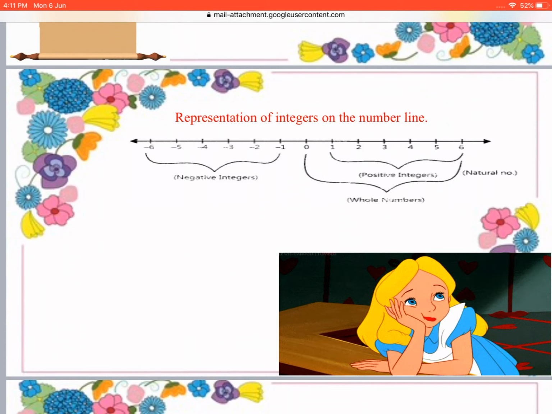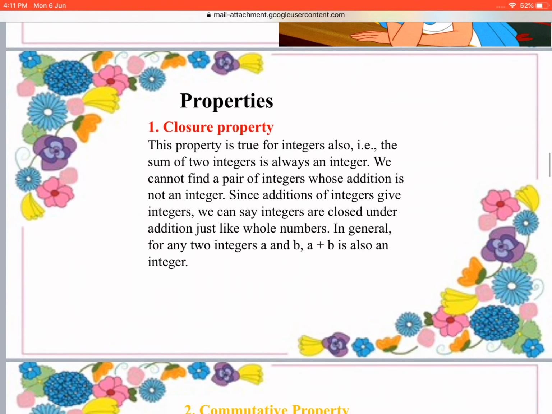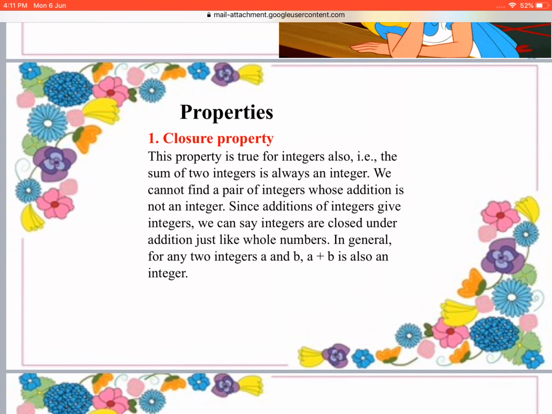So we all already know the representation of integers on the number line. On the left hand side we can see negative integers, and on the right hand side we can see positive integers. Positive integers are nothing else but a combination of whole numbers, right? And whole numbers come in the category of integers. The combination of negative integers and positive integers makes up the whole group of integers. Now let's talk about properties.